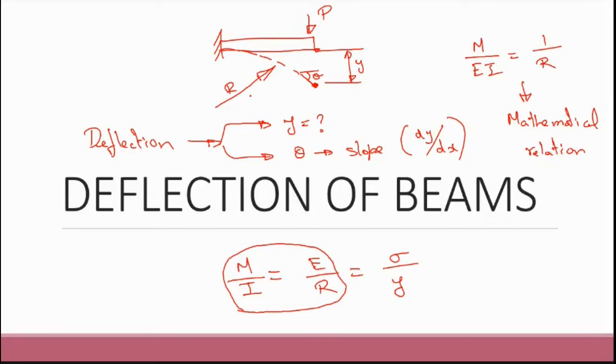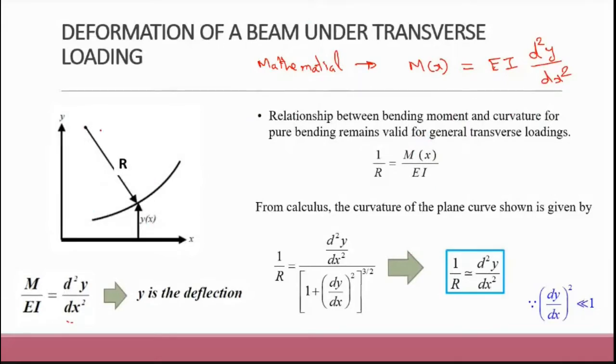Let me consider here, I don't want to concentrate on all these things. Whatever it is, when I identify it, I get 1 by R as d square y by dx square. That's it. Which is written as M by EI is equal to d square y by dx square, where y is what we call deflection. So this can be written like this: M of x is equal to EI d square y by dx square, where M is moment of resistance, E is Young's modulus, I is your moment of inertia, and d square y by dx square is the relation with respect to this.